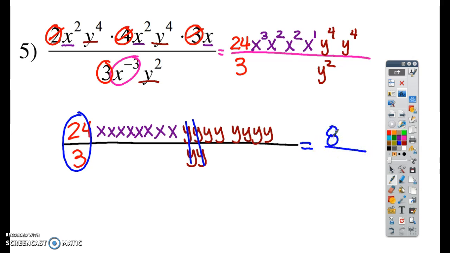And you have 1, 2, 3, 4, 5, 6, 7, 8 x's on the top. And you have 1, 2, 3, 4, 5, 6 y's on the top. So the answer for this one would just be 8x to the 8th power, y to the 6th. Problem number 21.